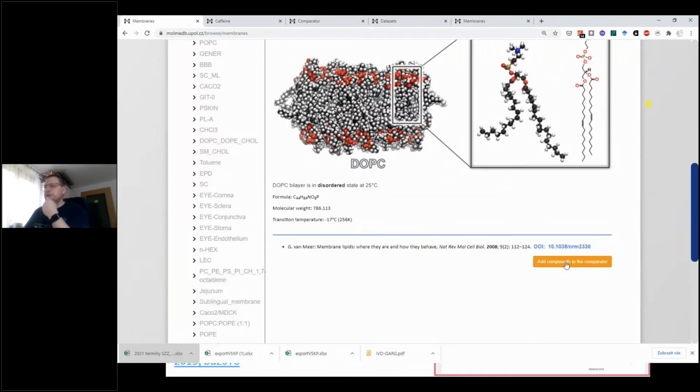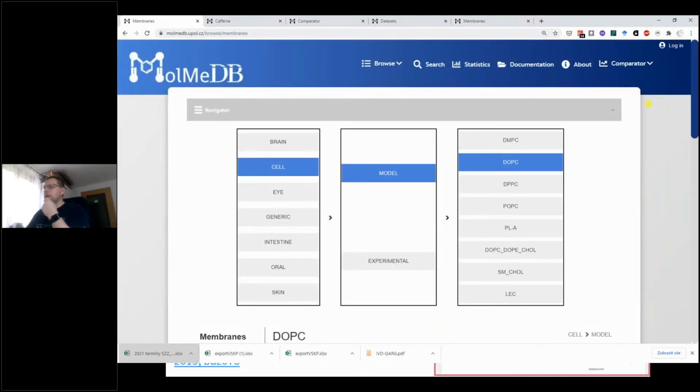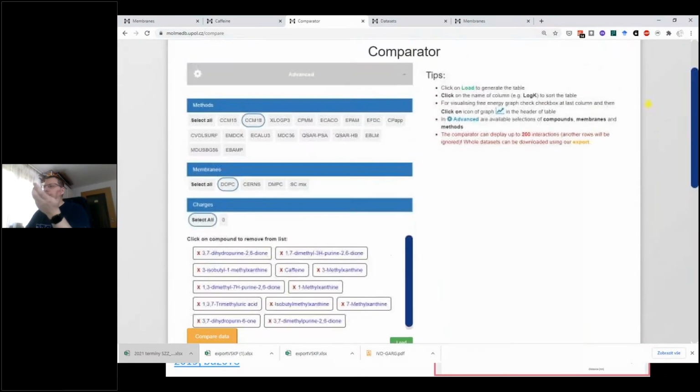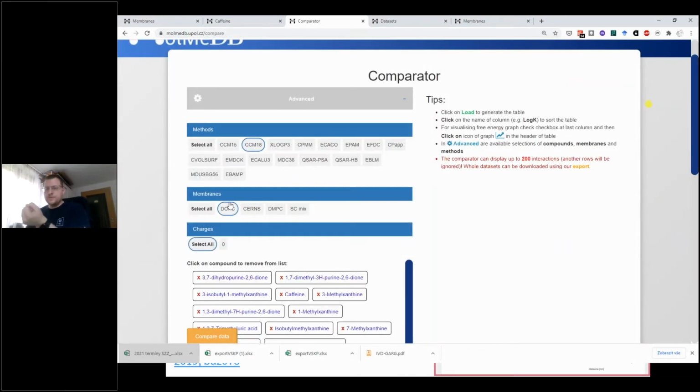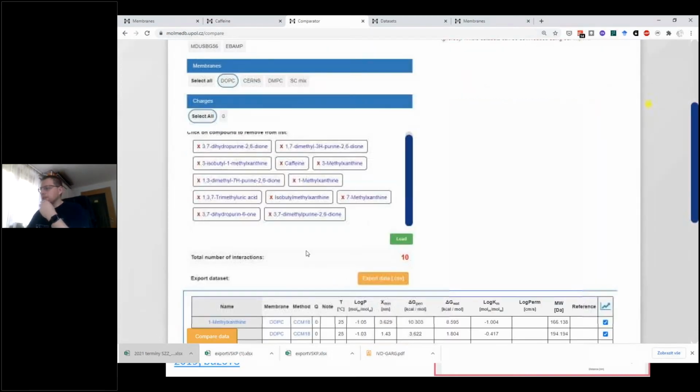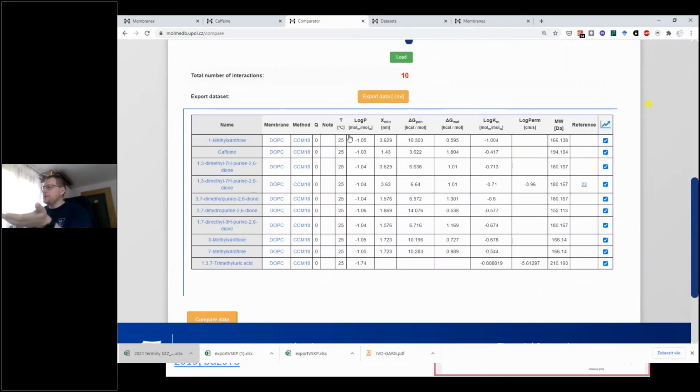And here you can compare these compounds together in our tool, which is called Comparator. In Comparator, you can compare any data which we have stored, but you can also download the data to work on them on your desktop. Here we have plenty of different methods and plenty of different membranes, and this is just a selection of compounds for which I've plotted the graph of free energies.